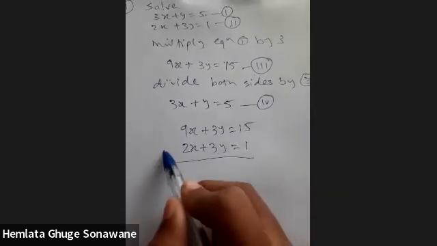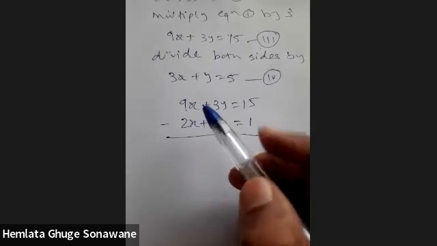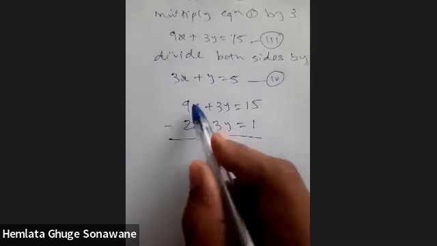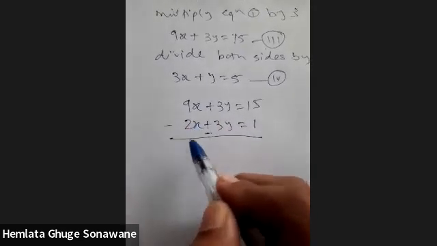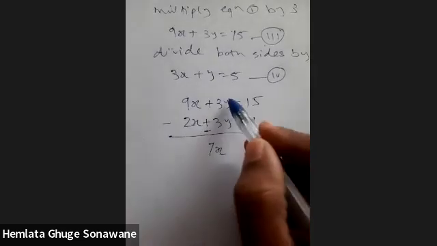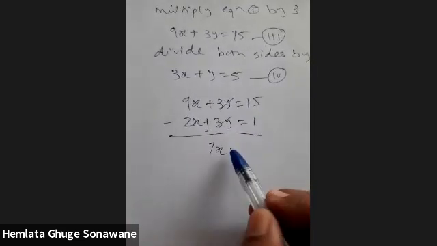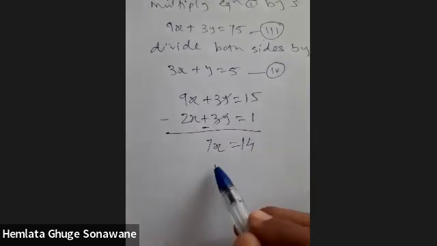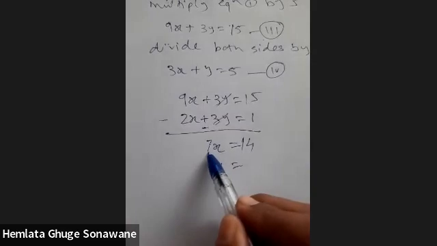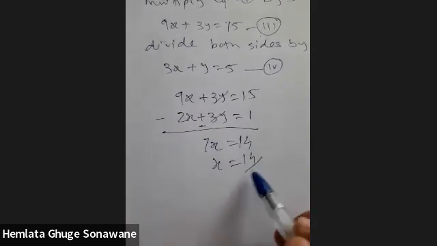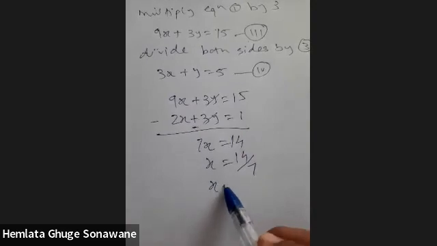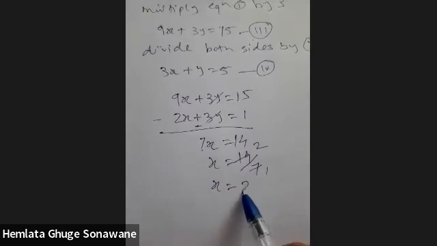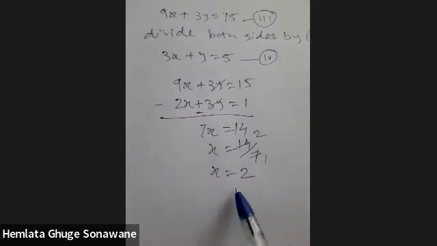We'll subtract it. Okay, here 9x minus 2x becomes 7x. This 3y minus 3y gets cancelled. 15 minus 1 becomes 14. x is equal to, this multiply 7 becomes divide here, 14 upon 7. So x is equal to 2. Okay, so we'll get the value of x as 2.